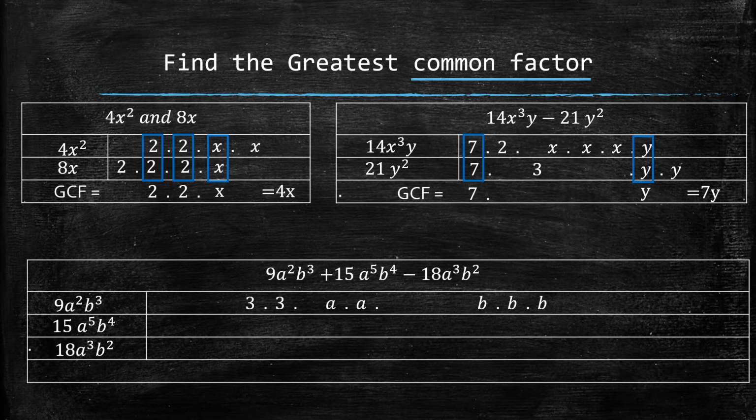Next, the factor of 15. That is 5 times 3. And a to the 5th is a times a times a times a times a. And b to the 4th is b times b times b times b. Next, 18. So you have 2 times 2. What is 2 times 2? Okay, 6. 6 times 3 is 18. Or you have 3 times 3 is 9, times 2 is 18. A cubed, a times a times a, and b squared.